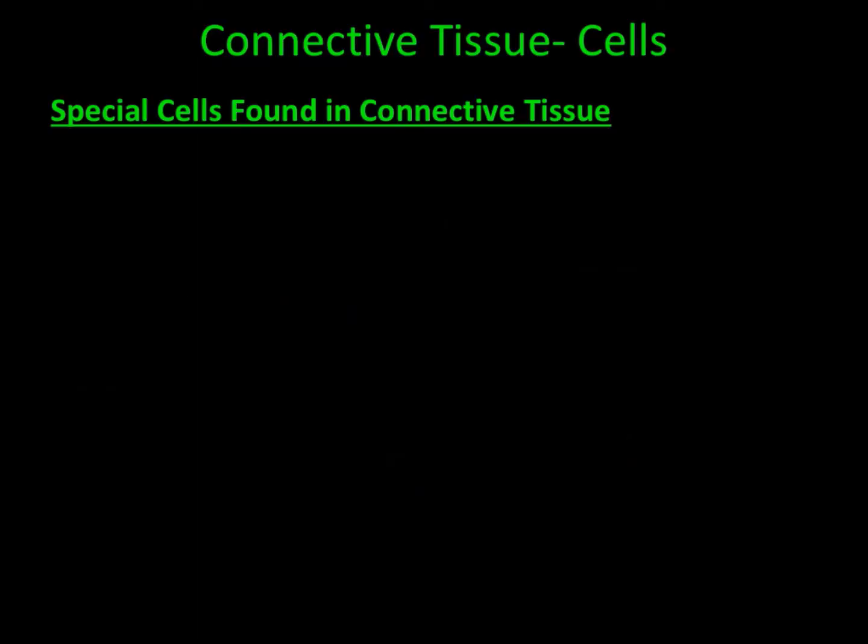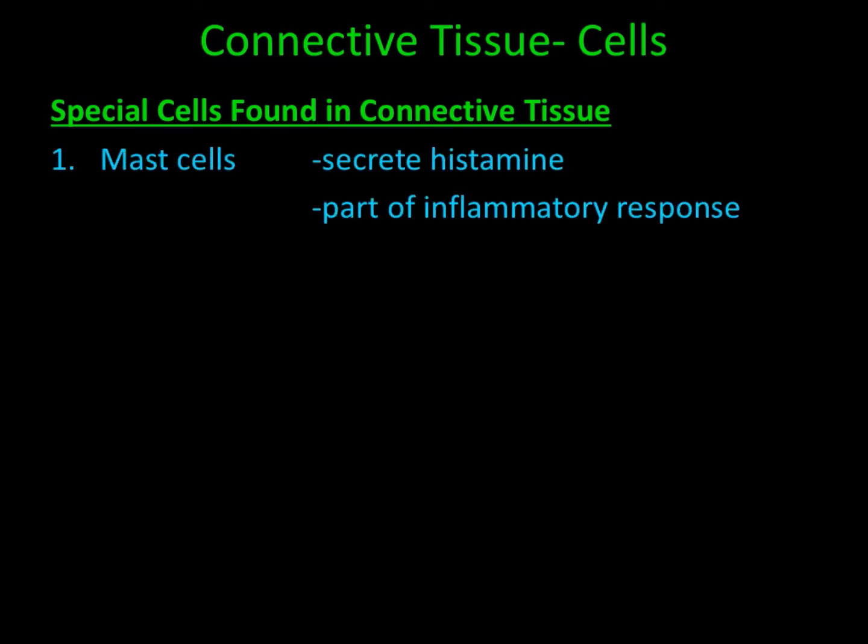There are other types of cells found in connective tissue that have special functions, two of which we'll discuss in this lecture. The first cell is called a mast cell. A mast cell plays a role in the inflammatory response by secreting a substance called histamine, which acts as a vasodilator. The second special cell found within connective tissue is called a macrophage.